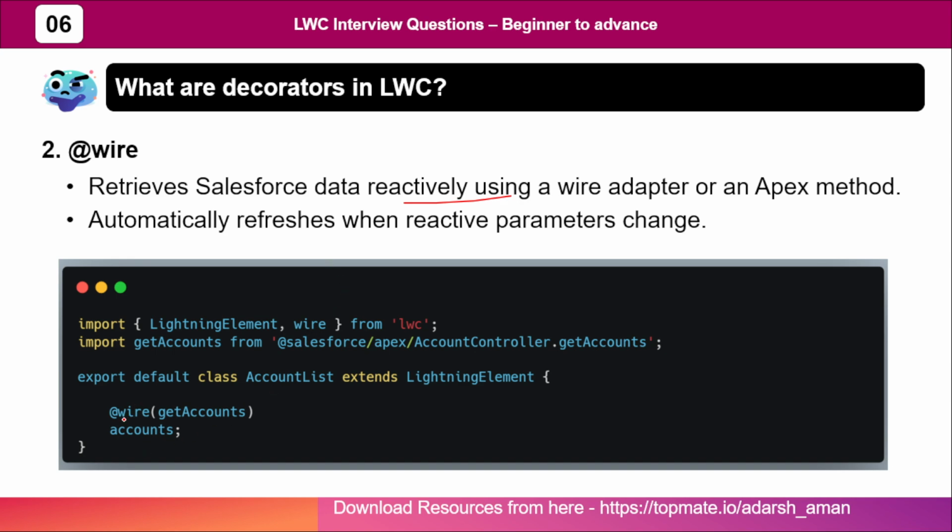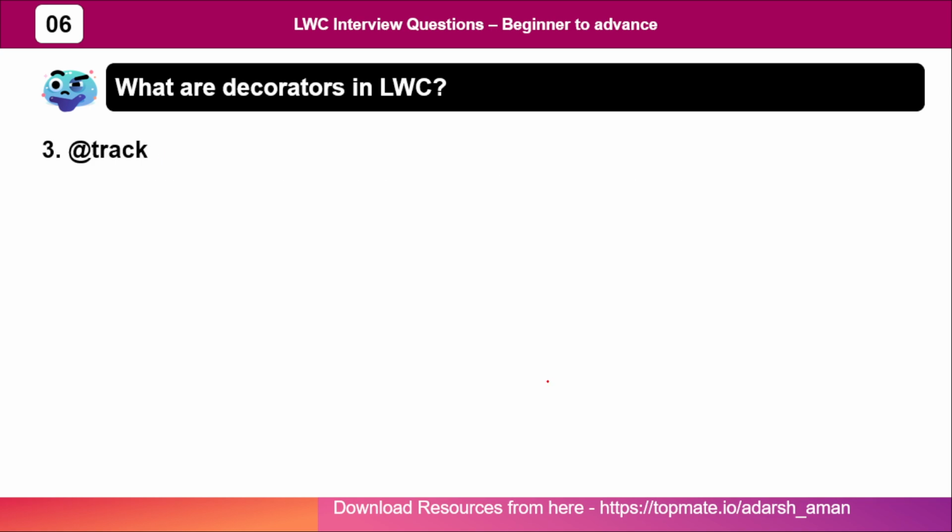So we are using @wire and we are calling the Apex class. This we are importing here, and this is the class name and this is the method name. Whatever value we get from this method will get stored onto this accounts property, and we can use it further in our logic. In this way we can use the wire decorator to get data from the backend side from Salesforce. Again, we are going to see wire decorators in the upcoming videos, as well as some other wire related interview questions.